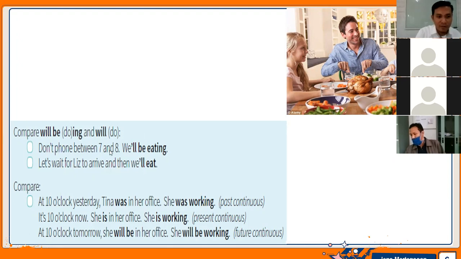This is the comparison between simple future and future continuous. When you say, don't phone between 7 and 8, we will be eating, it means it is in progress, that I am eating at that moment. Don't call me. But if we say, let's wait for Liz to arrive and then we will eat, we are waiting for someone and then we will eat. Are we eating now? No, we are not eating now, but we will eat later when our friend arrives. Okay, that is the difference.